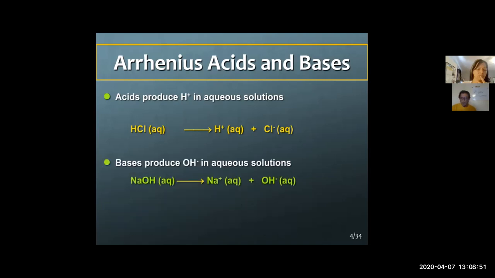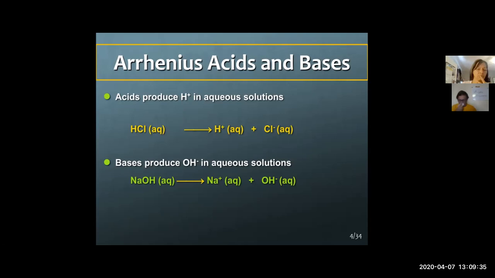Now, for a base, an Arrhenius base is anything that produces the hydroxide. So we have on the left-hand side of the next reaction, sodium hydroxide. Sodium hydroxide is soluble in water, and when it dissociates, it breaks up into the corresponding ions, the sodium ion plus the hydroxide. Remember, this is a polyatomic ion. The OH remains together as a unit. The OH doesn't break up into separate oxygen and hydrogen.